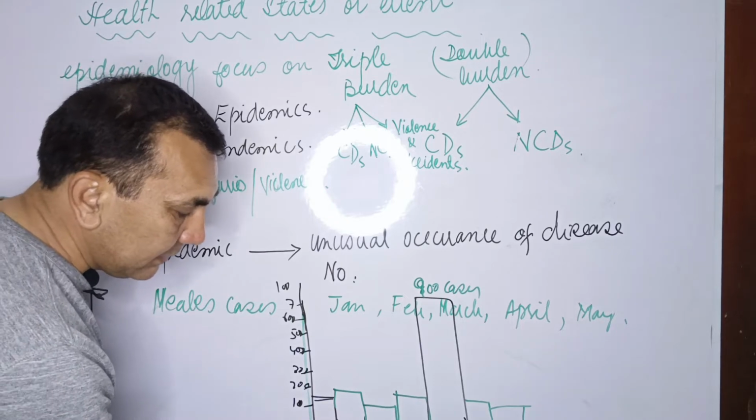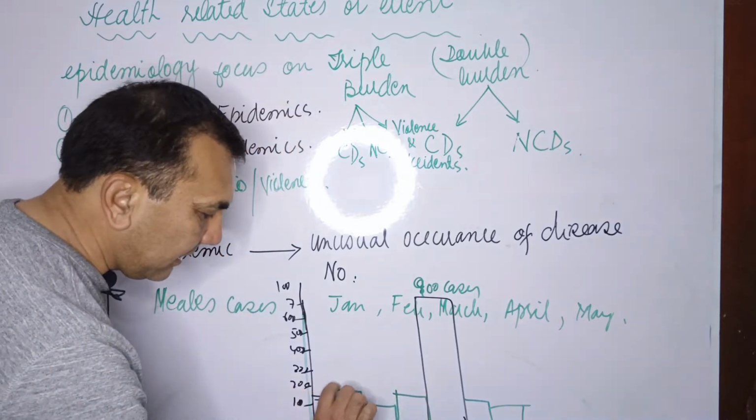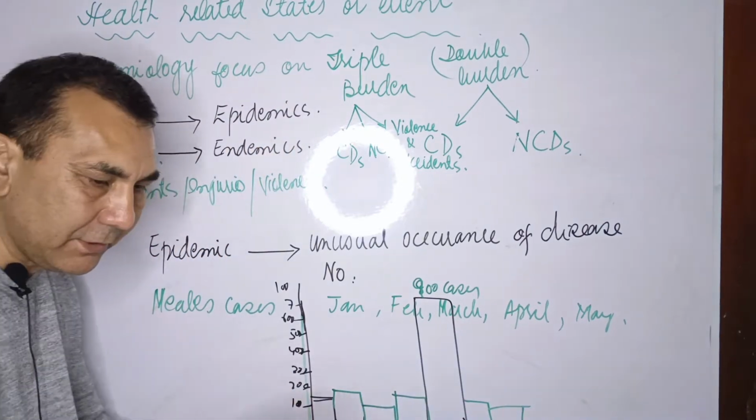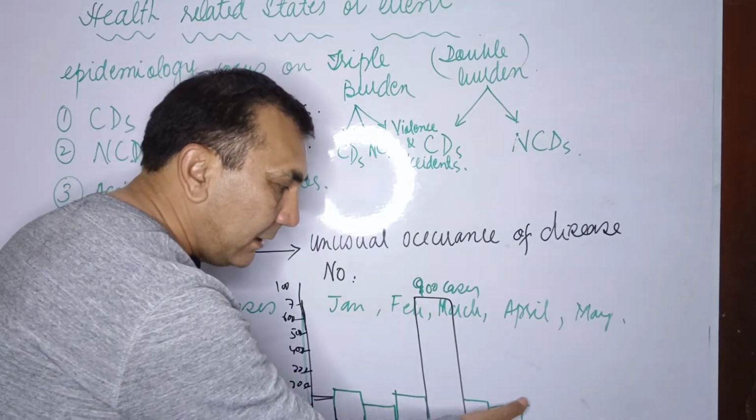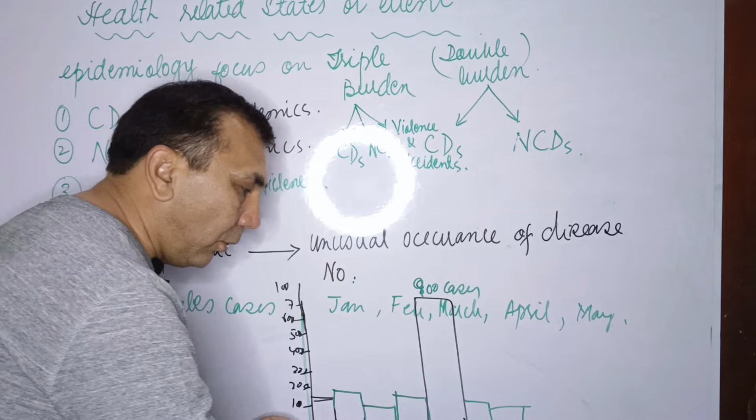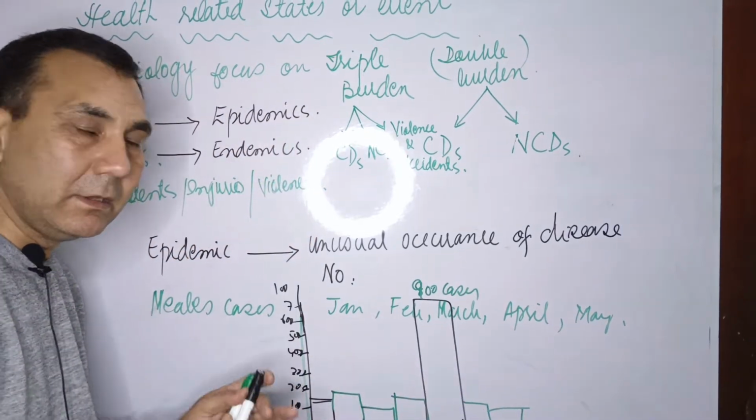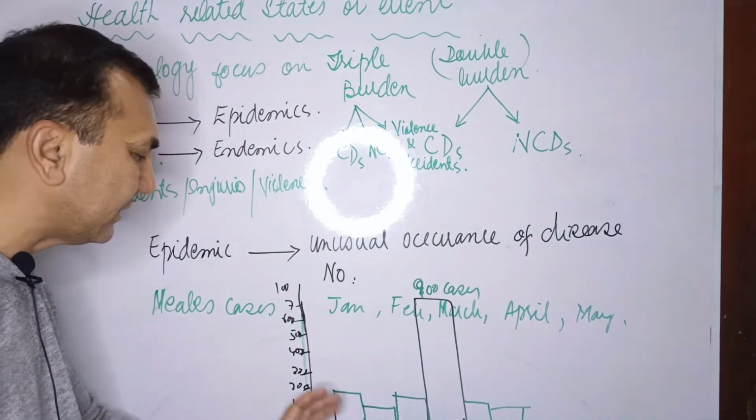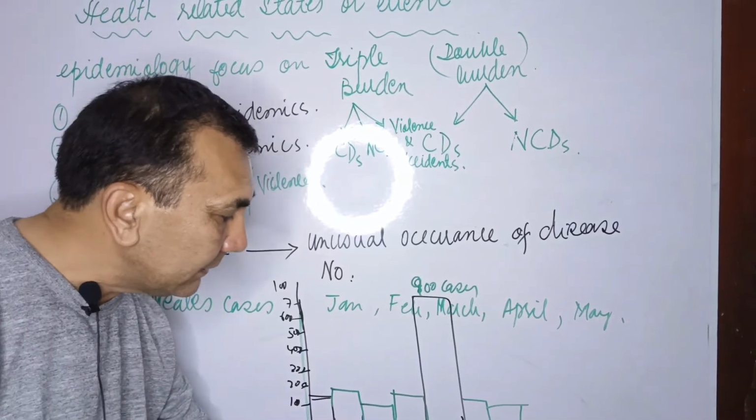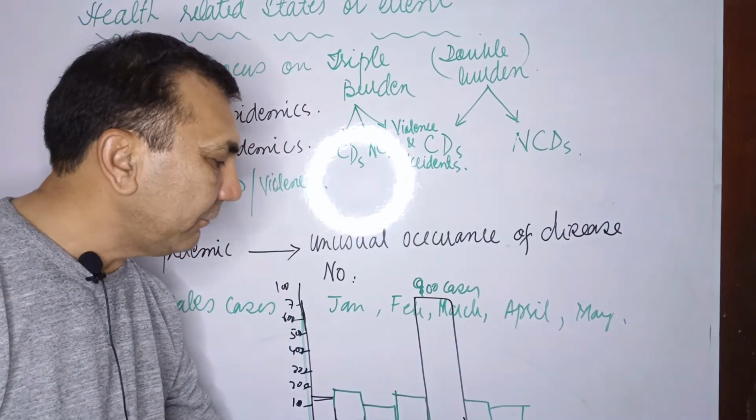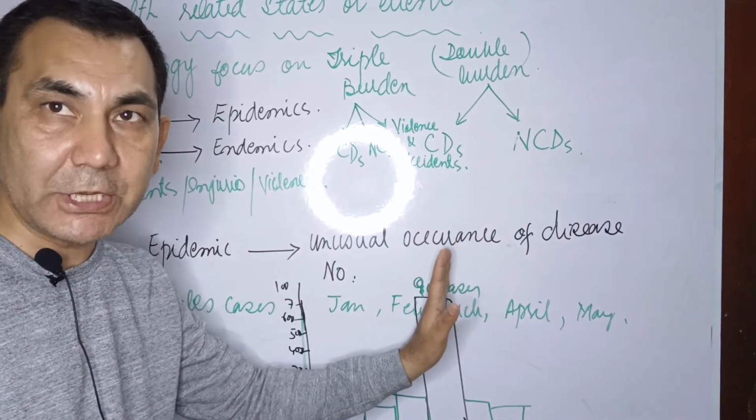From the month of January, February, March, April, May, June, July, the number of cases reported was 100, 120, 140, 150 or 200. It remained so in the whole seven months. In the whole seven months, the number of measles cases reported remained between 100 and 120, 150. Now in one month, the month of May, more than 900 or 1000 cases have been reported.